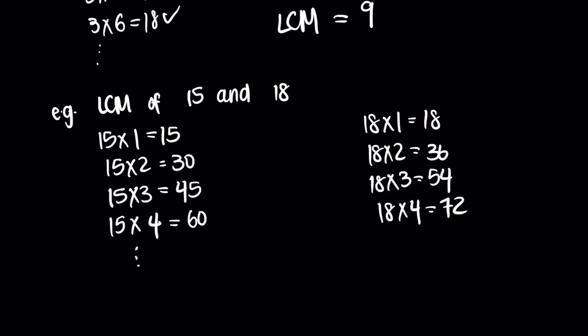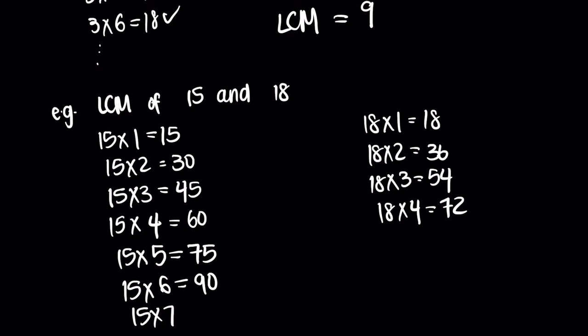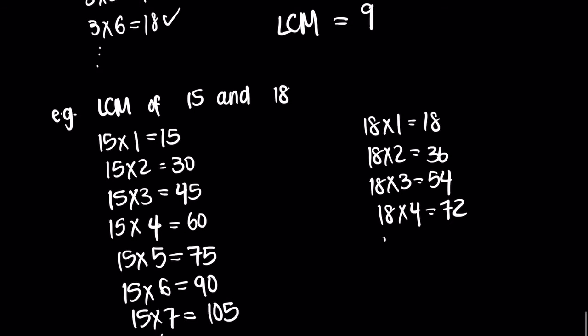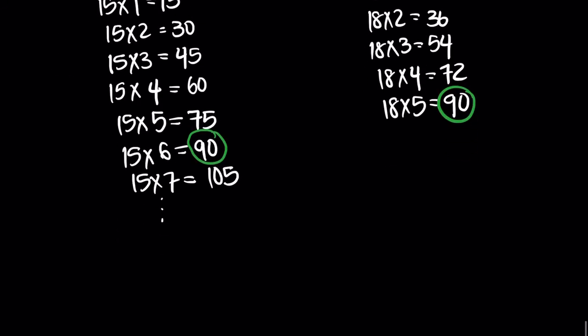So what we can do is extend the list of multiples of 15 to add 75, 90, and let's add 105 as well. And we can also extend the multiples of 18 to add 90. Okay, so now we see a common multiple, and the lowest one at that, which is 90. So the LCM is 90.